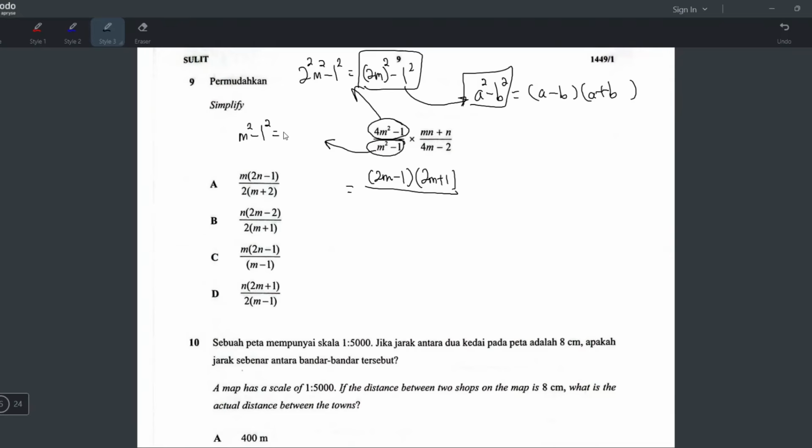Okay, and then m minus 1, m plus 1. That one, the bottom one. M minus 1, m plus 1. Okay. Okay, then what about this one? Okay, times, okay, mn plus n, can I factorize?